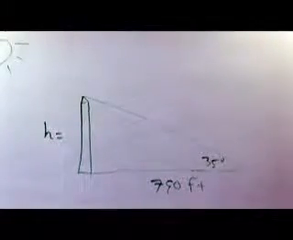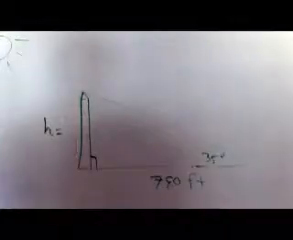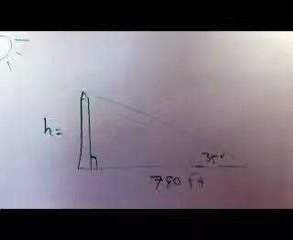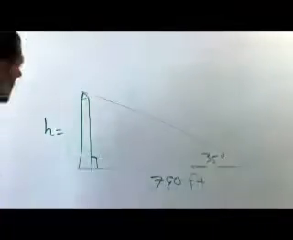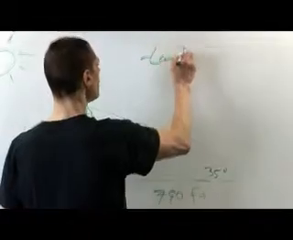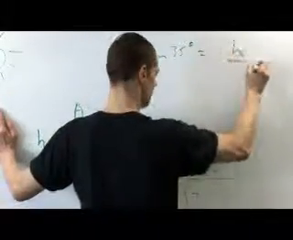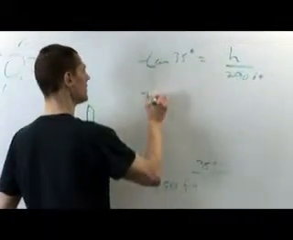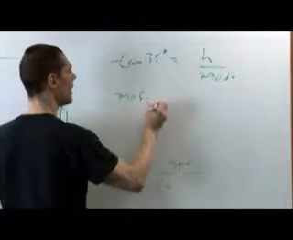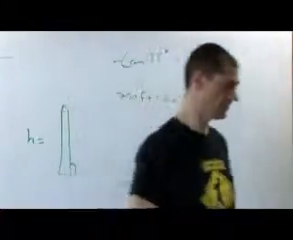Okay, so what do we got here? We have an angle, and we know that this is a right angle, right? This is so easy today. I know that the tangent of 35 degrees is going to be this divided by this. That means that h, I'm going to multiply both sides by 790, so 790 feet times tangent of 35 degrees is equal to h. This is really just too easy.